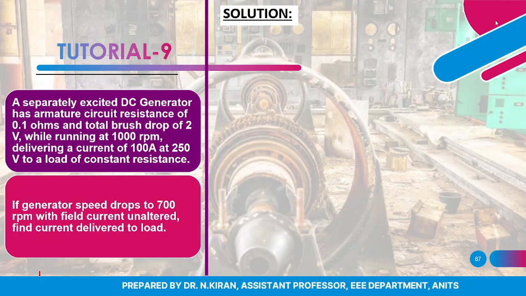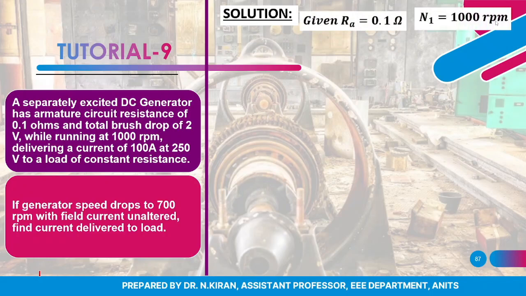Since it is a separately excited DC generator, here RA is given as 0.1 ohms. Initially speed is given as 1000 rpm, so let us assume N1 to be 1000 rpm. Initially load current is also given as 100 amps, so I'll assume IL1 to be 100 amps. Terminal voltage also is given as 250, so I'll assume V1 to be 250.